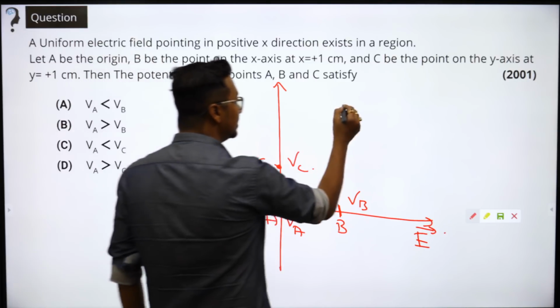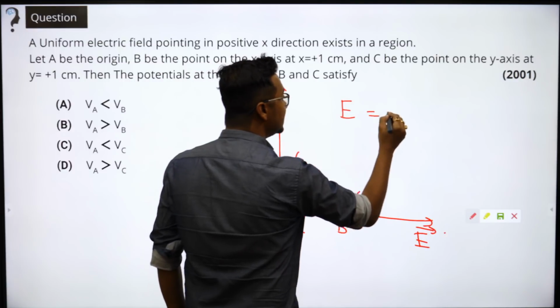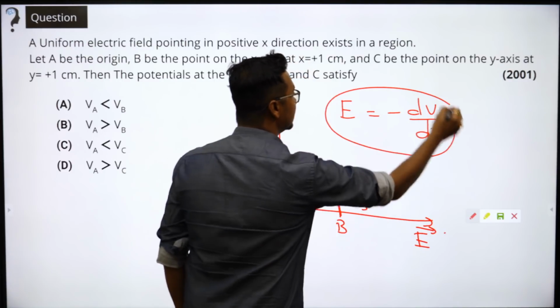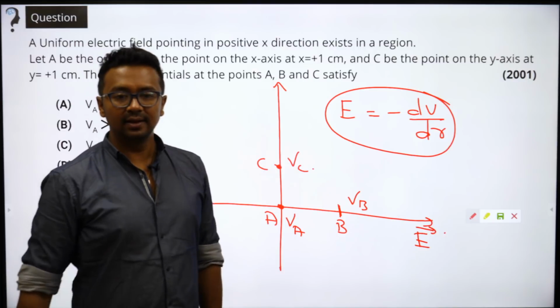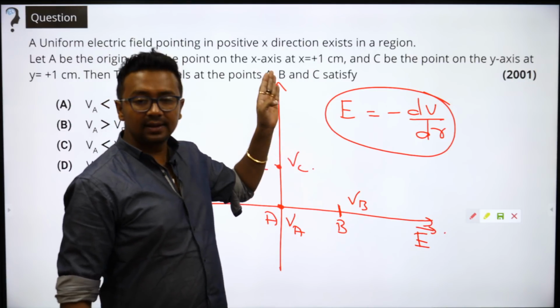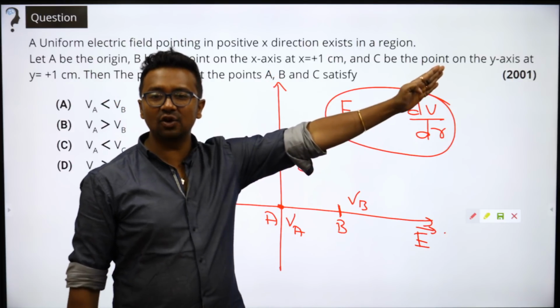What is it? E is equal to minus dV by dr. Remember this. All right. And what is the concept behind it? That is, the potential decreases in the direction of the electric field.